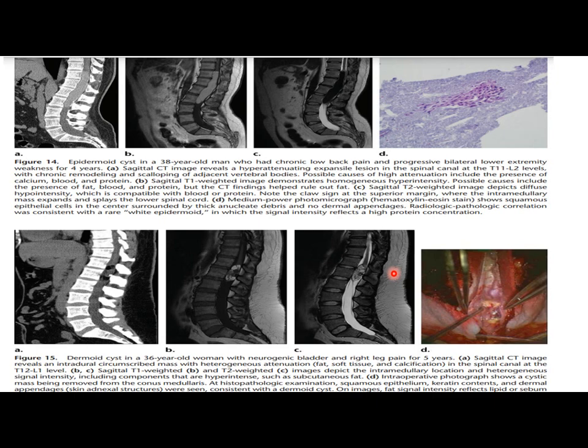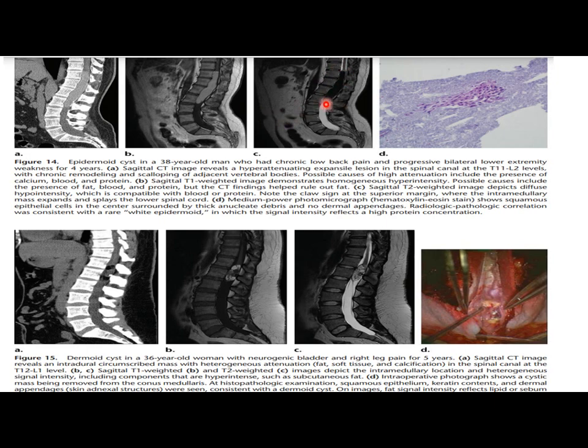Other tumors which arise from ectodermal inclusion are epidermoid and dermoid. Epidermoid gives CSF signal intensities because of its keratin content, and it restricts diffusion on diffusion weighted images. This is the epidermoid on CT, which gives hyper signal intensity on both T1 and CT, and it is hypointense on the T2 weighted image.